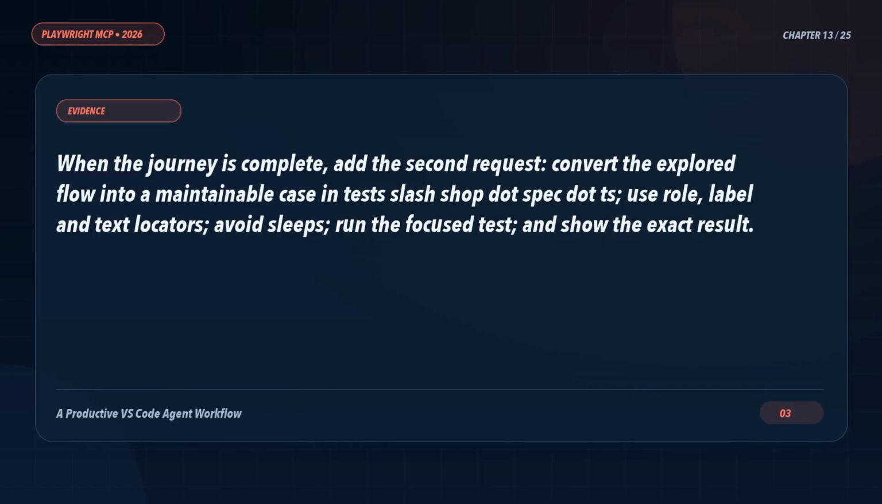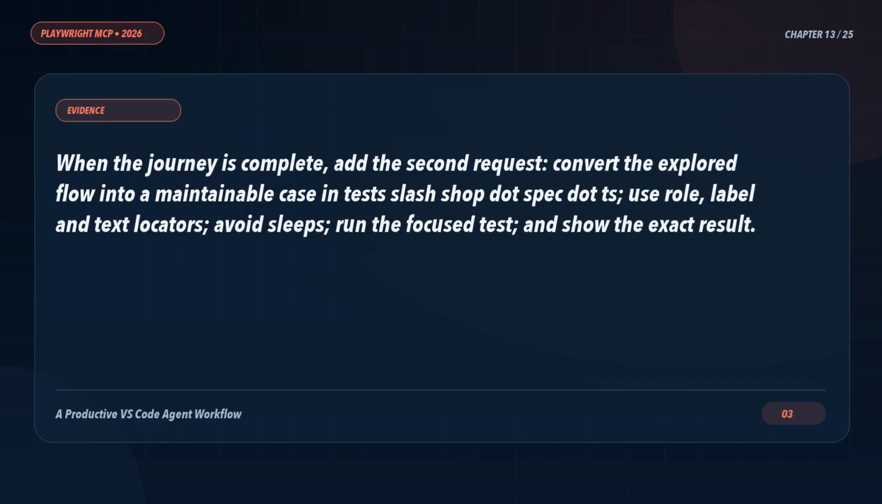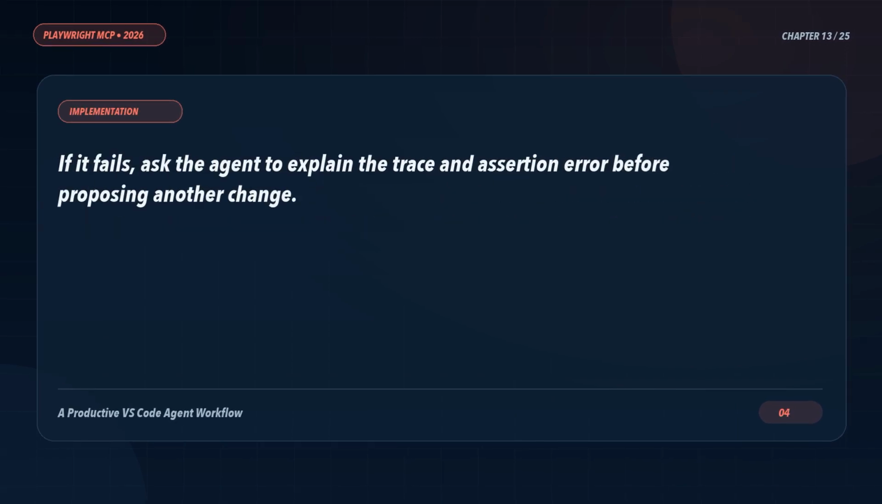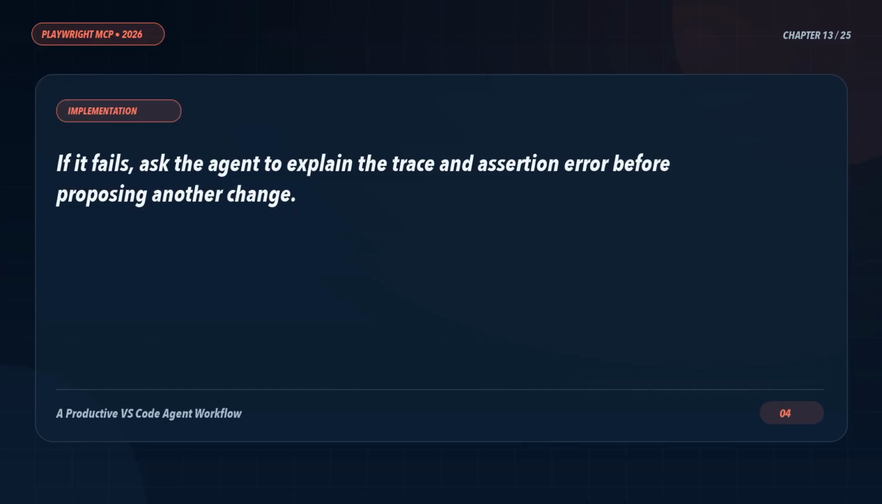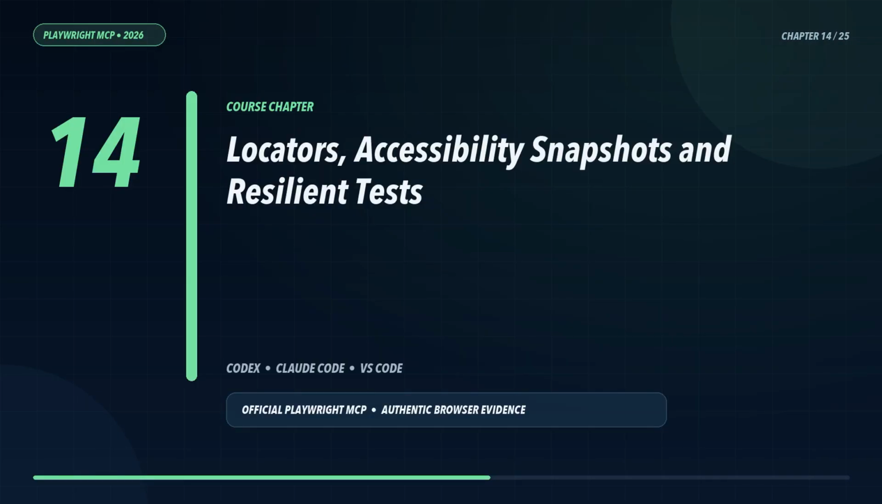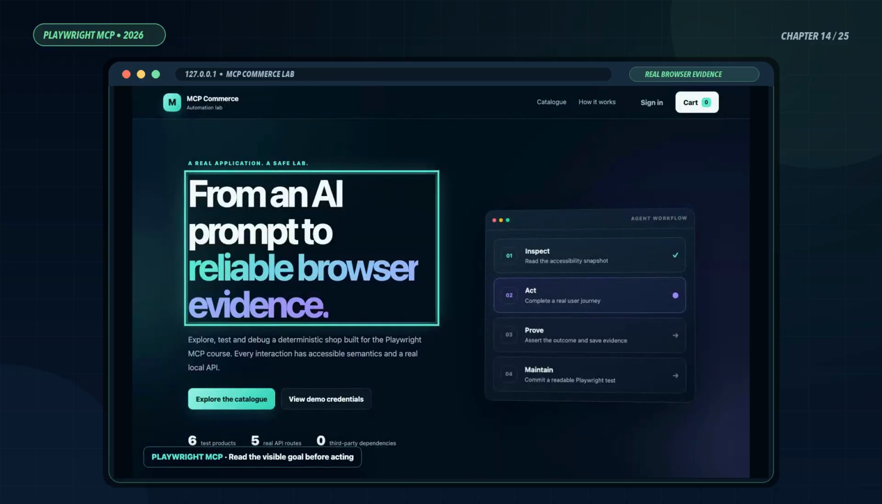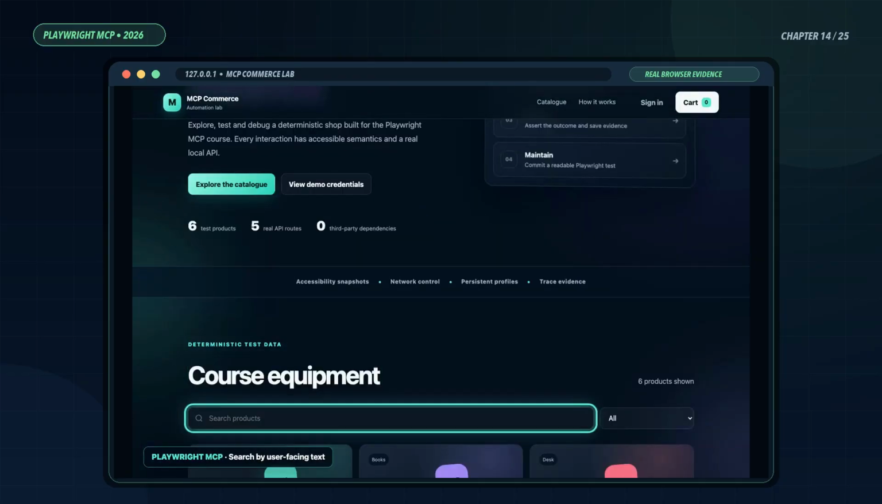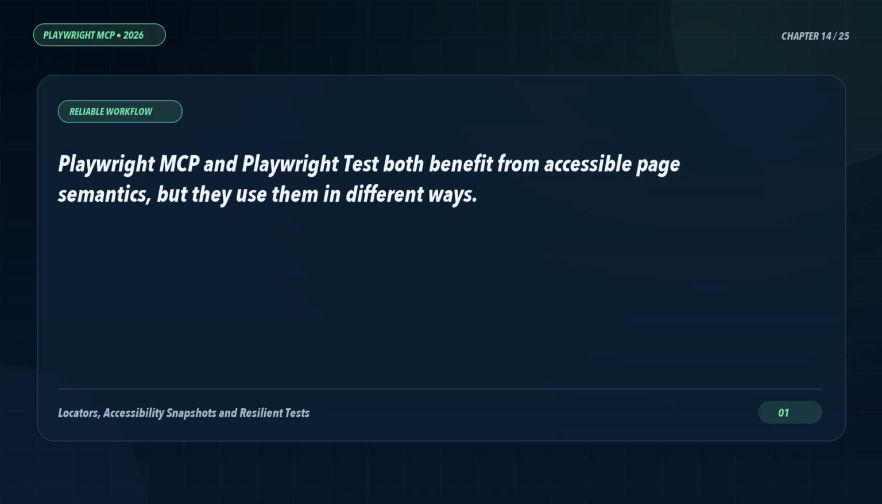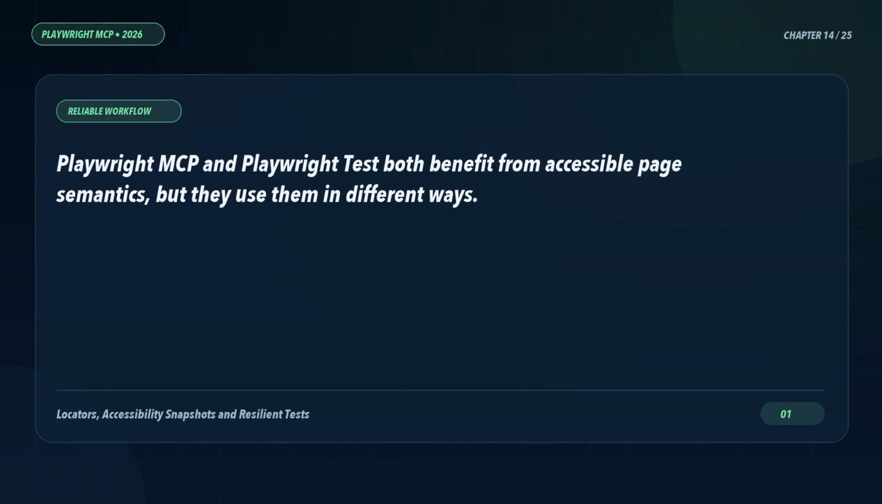First establish observable behavior, then write the smallest maintainable test, and finally prove it with an independent runner. The browser is the evidence source, the diff is the proposed change, and the green suite is the verification. Playwright MCP and Playwright Test both benefit from accessible page semantics, but they use them in different ways. MCP begins with an accessibility snapshot, a structured tree containing roles, accessible names, text, and temporary element references.